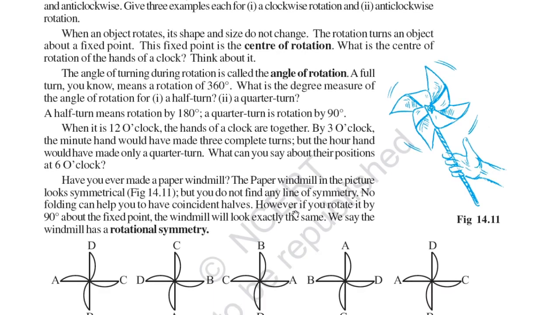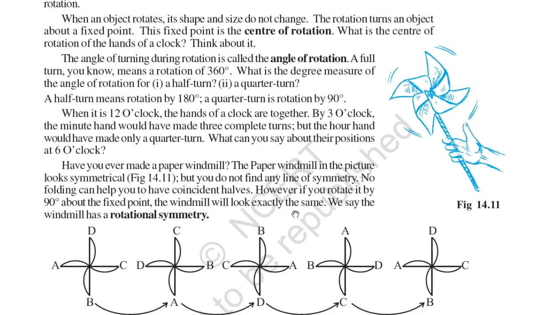When it is 12 o'clock, the hands of a clock are together. By 3 o'clock, the minute hand would have made 3 complete turns. But the hour hand would have only made a quarter turn. What can you say about their position at 6 o'clock?